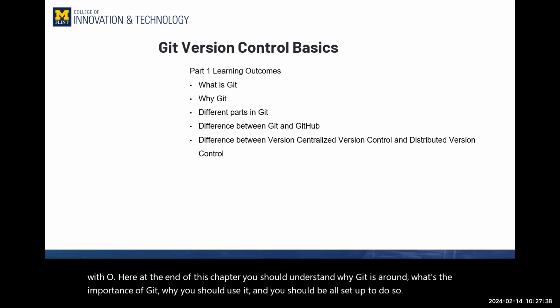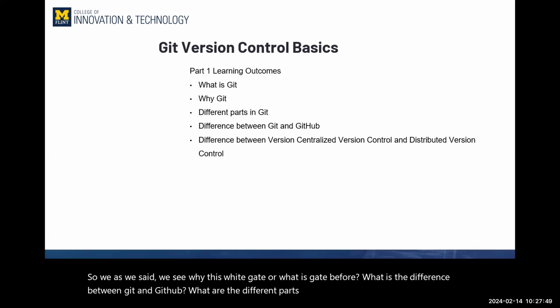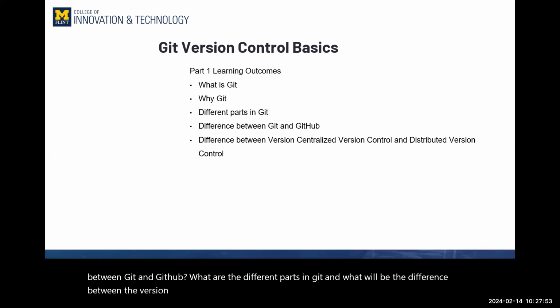So as we said, we will see why Git, or what Git is, what the difference between Git and GitHub is, what the different parts in Git are, and what the difference is between centralized version control and distributed version control. Let's start with the first thing.